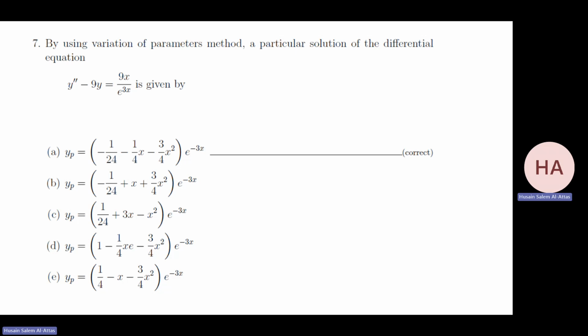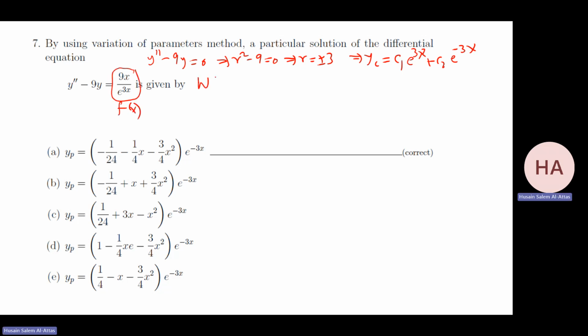Okay, so I need to do everything here. First we solve the homogeneous. So I have r squared minus 9, so r equals plus or minus 3. So yc is c1 e^(3x) plus c2 e^(minus 3x). Okay, this is my f of x.